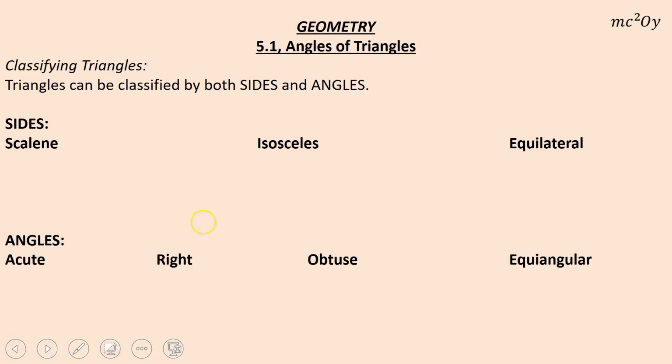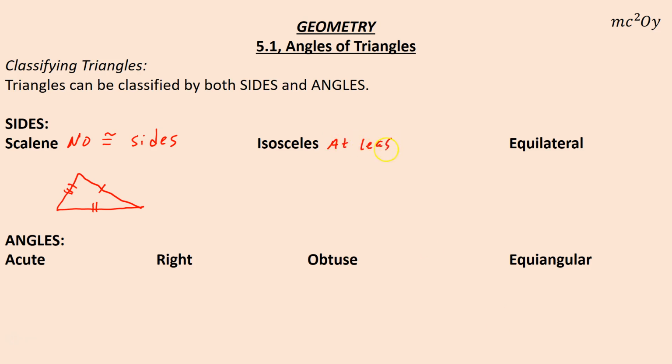Scalene means that no sides are congruent. So we don't have any congruent sides. Okay, so if you had a triangle, your markings could look, say, something like this. Whereas an isosceles triangle has to have at least two sides congruent. Now, a lot of people think it's only two sides, but at least two sides. So an isosceles triangle may have markings that look like that.